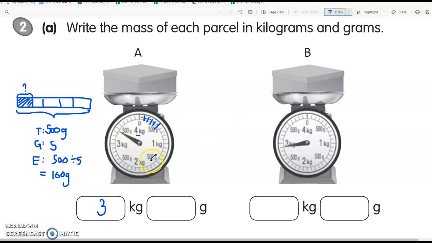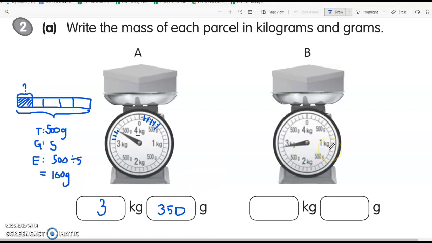Okay, so now let's count. Since it passes by 3 kg, each interval is 100 grams. So 100, 200, 300. It did not stop at any of the intervals, the line, but it is halfway there. So what is half of 100? Half of 100 is 50. Therefore, it is 350 grams. Okay.